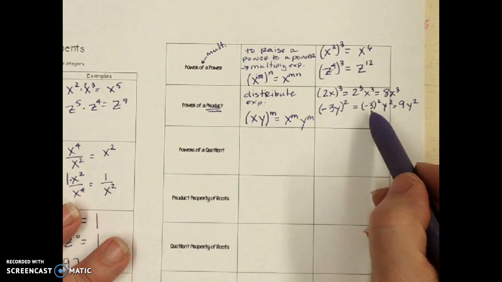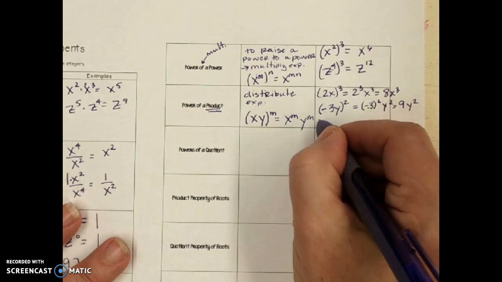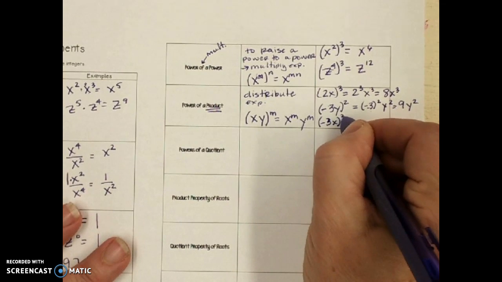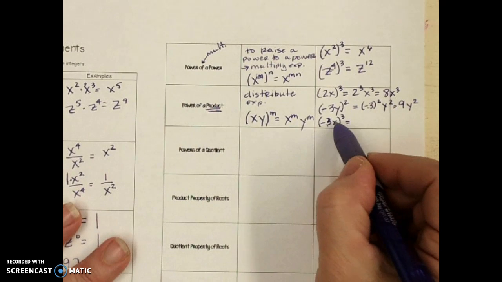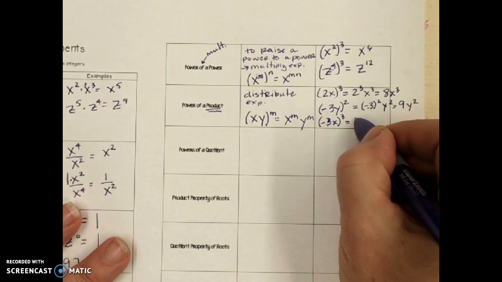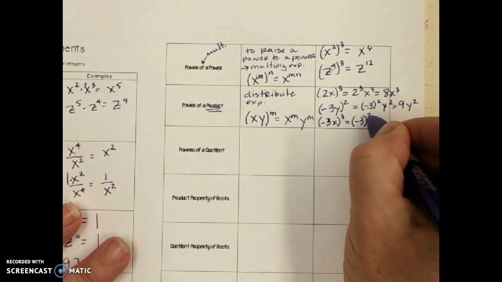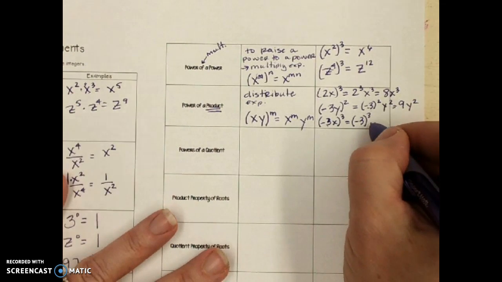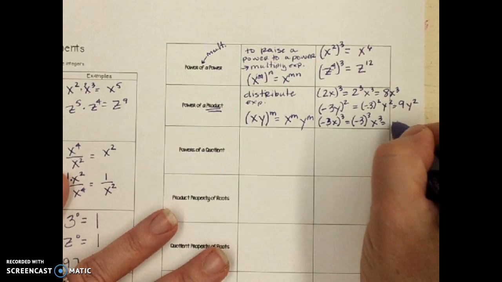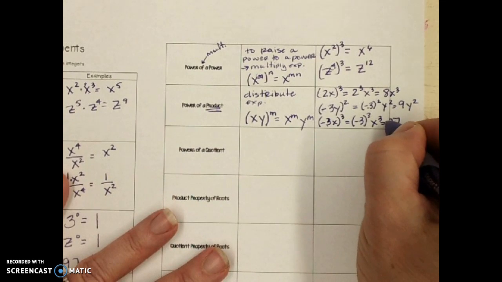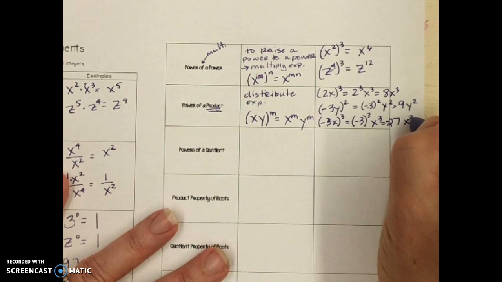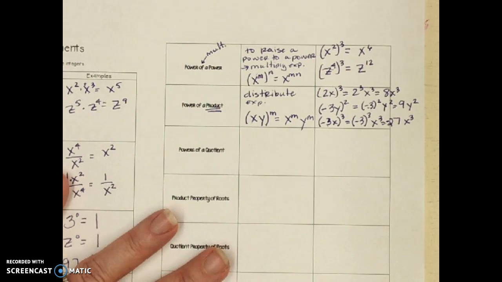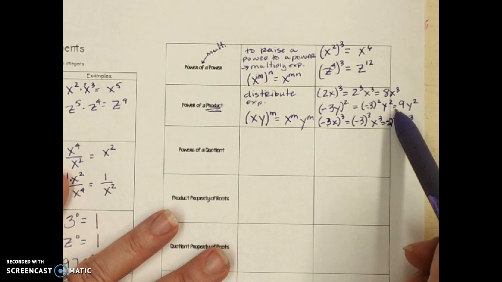If you take a negative number and raise it to an odd power, you're going to have a negative answer. I'm going to take negative 3 and cube it. That's negative 3 times negative 3 times negative 3. And that's going to give me a negative 27x cubed. If you raise a negative number to an odd power, it's negative. If you raise a negative number to an even power, it's positive.